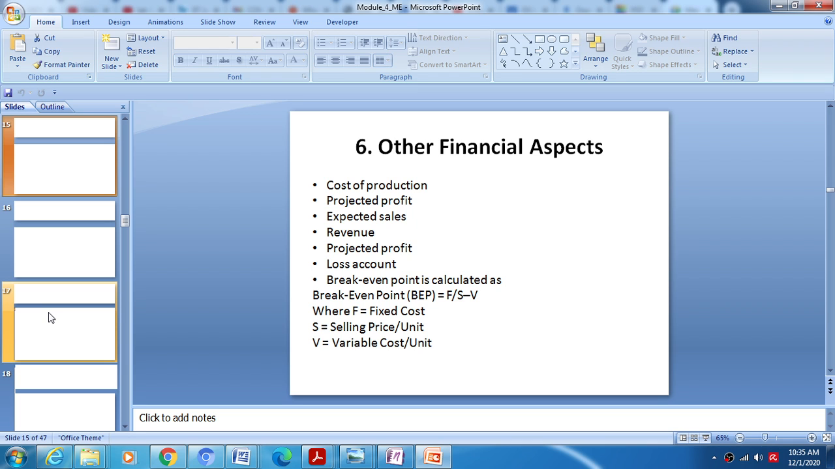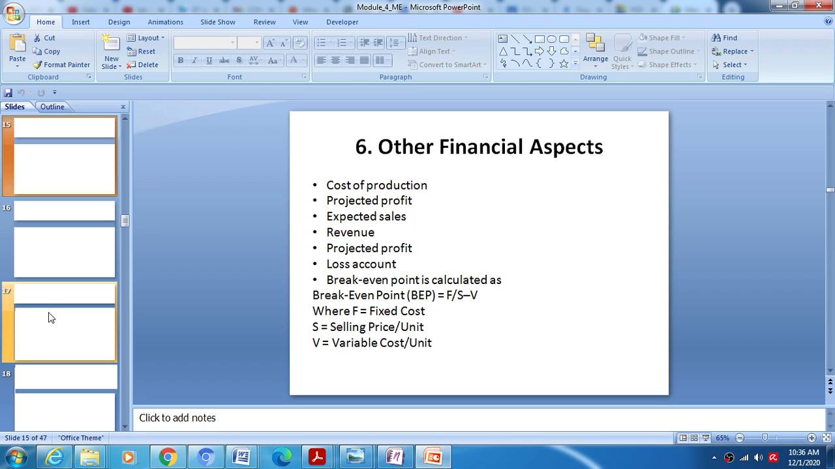Expected sales, for example, how many units of the product would be sold in a month or in a week or in a day? That would be the expected sales. That again needs to be mentioned. The next one is revenue and loss account. For example, if something goes wrong and the results are not as per the expectation, then what could be the loss that could burden you? That again also needs to be clearly stated.